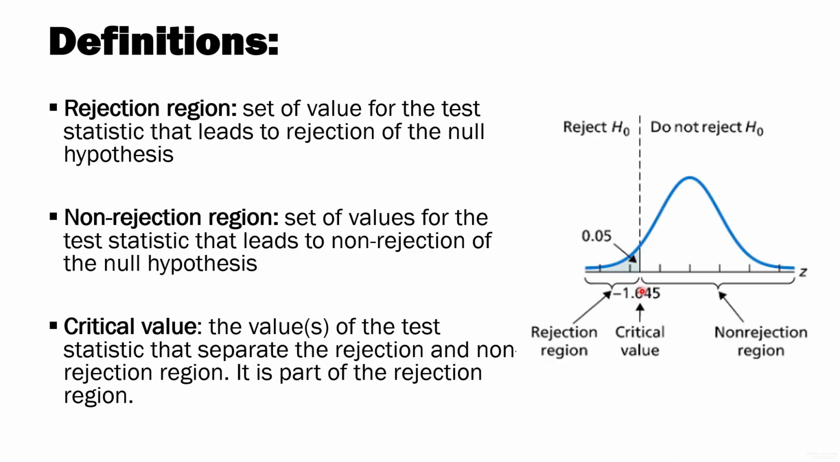And so you can see here that we've got the rejection region highlighted in blue. The non-rejection region is the set of values for the test statistic that leads to the non-rejection of a null hypothesis. And you can see that it is on the other side here, and it's not filled in blue. But how do you know where the rejection region starts and the non-rejection region starts? That's based on your critical value. The critical value is the value or values of the test statistic that separate the rejection and non-rejection region. It is also part of the rejection region itself. So negative 1.645 is within the rejection region itself.